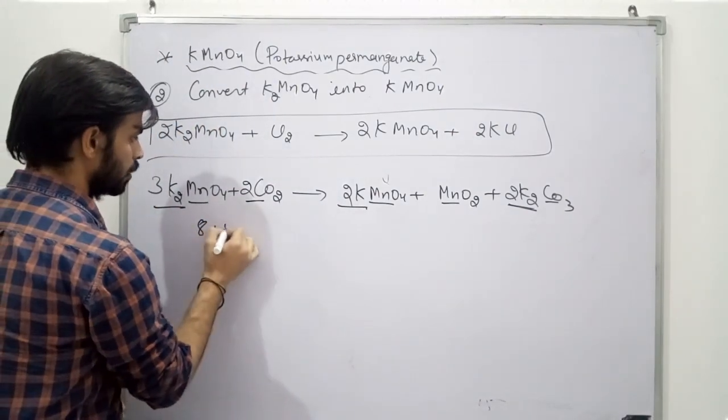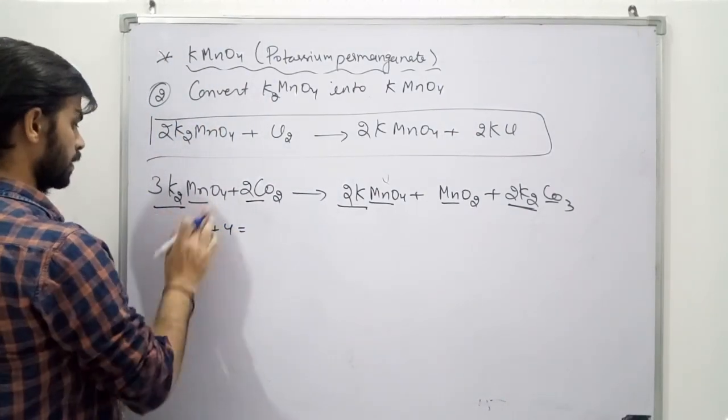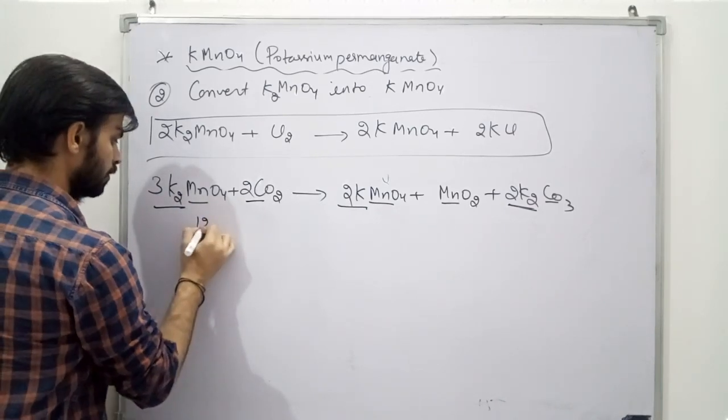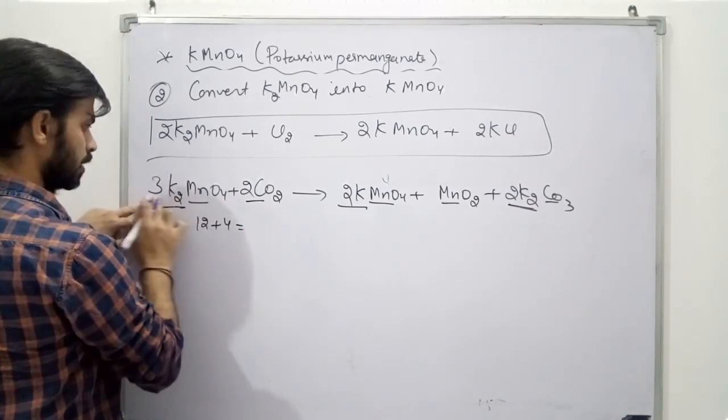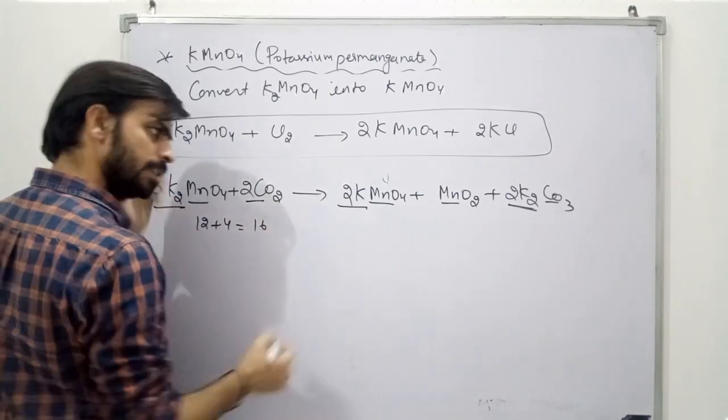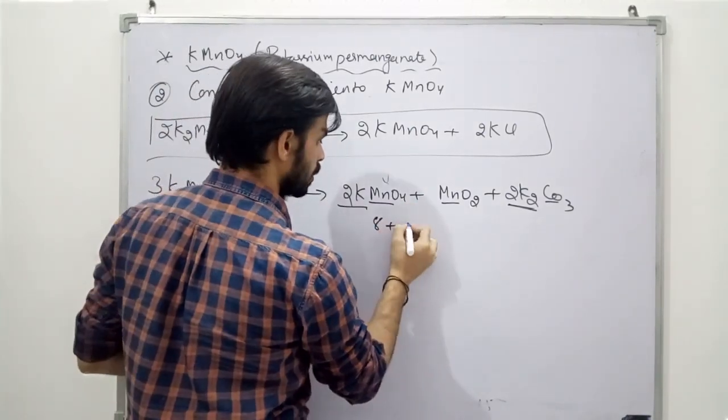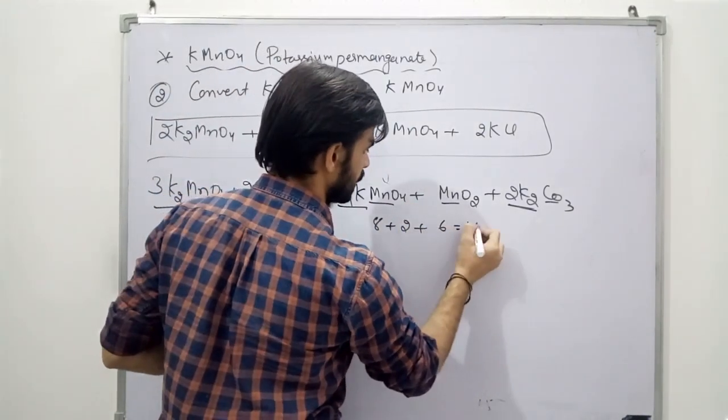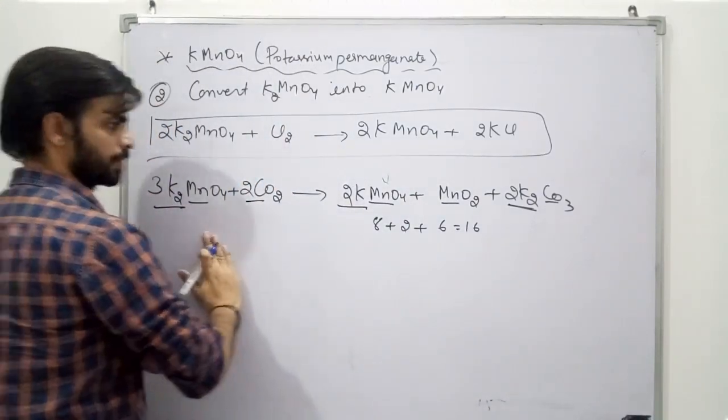4 times 2 is 8 plus 4. Sorry, 4 times 3 is 12 plus 4. That is 16. 4 times 2 is 8 plus 2 plus 6, that is 16. This is also a balanced equation.